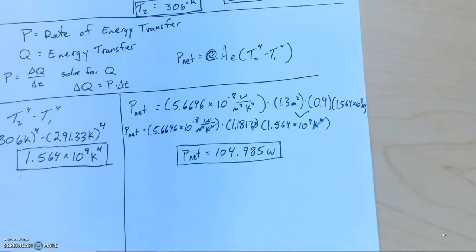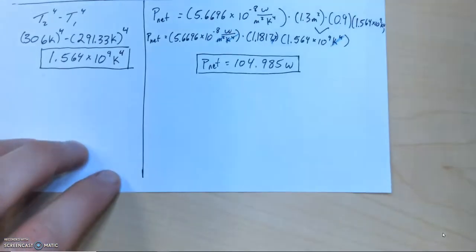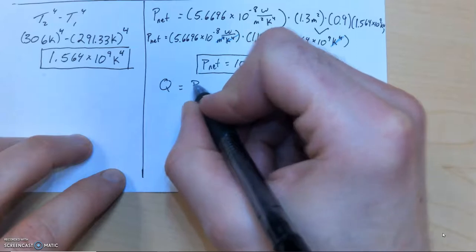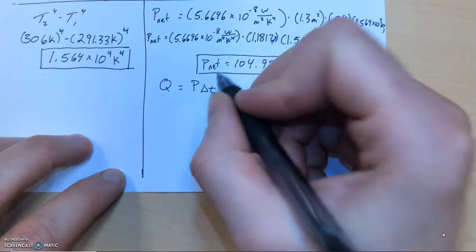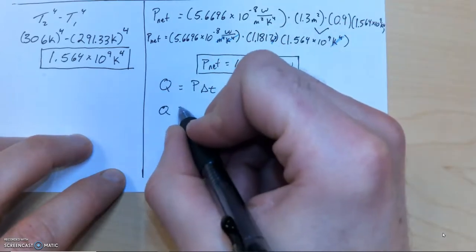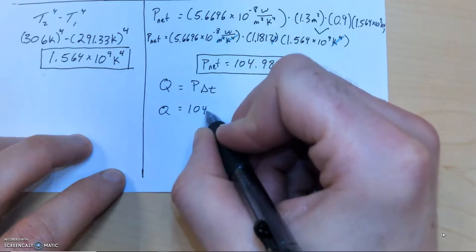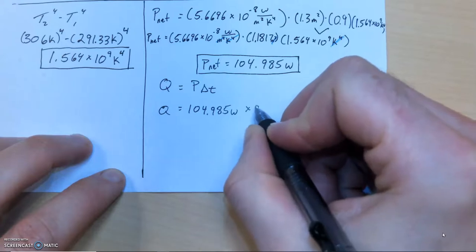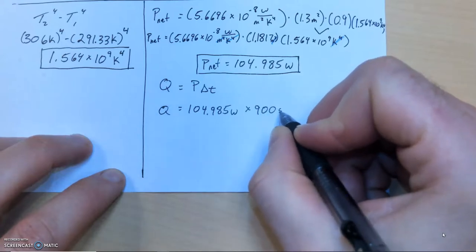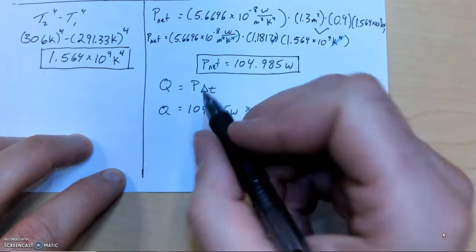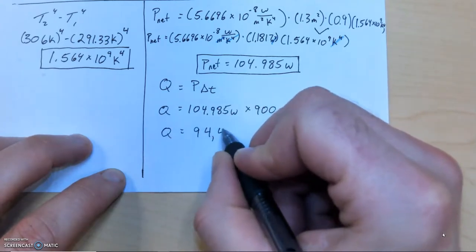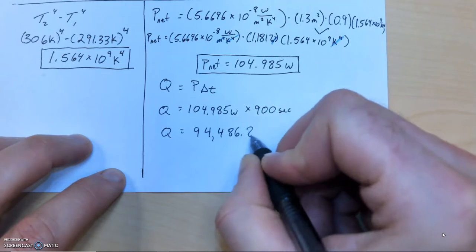But we want to know how much thermal energy that is. So that's watts. We want to turn it into some joules. So we're going to do our Q formula, P, and then how much time elapsed. So Q is going to equal 104.985 watts times, and our time is 900 seconds. All right, multiply that together, and we're going to get 94,486 joules.